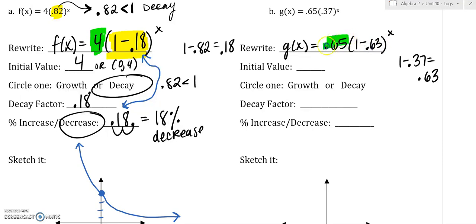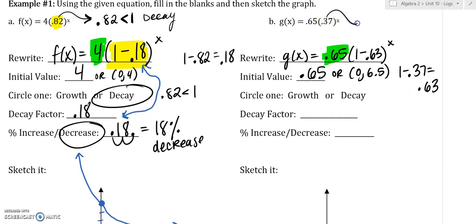The initial growth is the number from the front, so that is 0.65, or again, some of you saw it as a coordinate, so 0, 0.65. It's asking, well, is this growth or is it decay? Well, look at the number they gave you in the very beginning. 0.37 is less than the number 1, so that's telling you that this is a decay problem. I'm going to write that right next to it. 0.37 is less than 1, so that means it's decay.